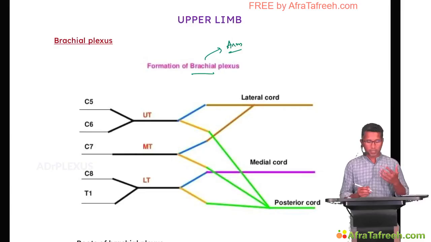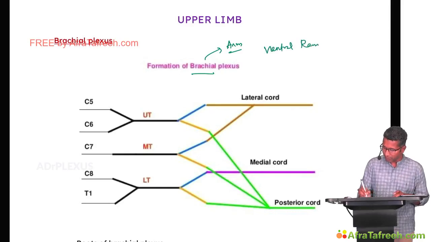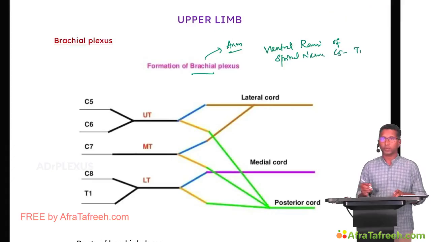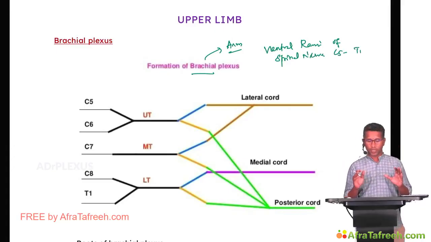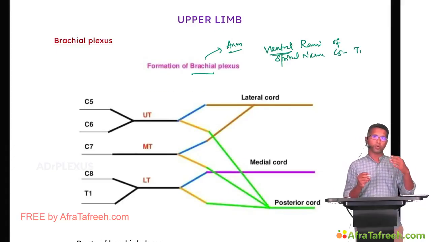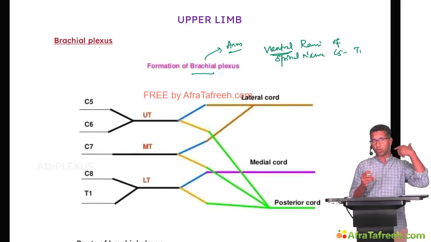And how is the brachial plexus formed? The brachial plexus is formed by the ventral rami of spinal nerves from C5 to T1, guys. I hope you are clear now. When the spinal nerve comes out of the spinal cord, it divides into ventral rami and dorsal rami.